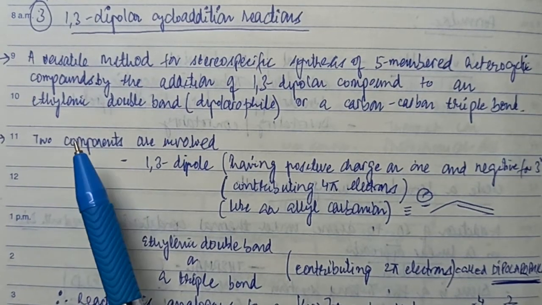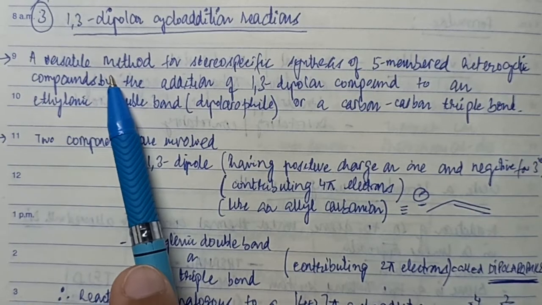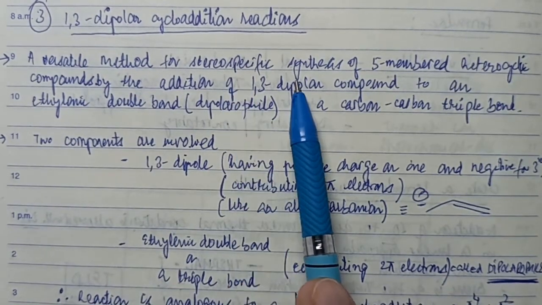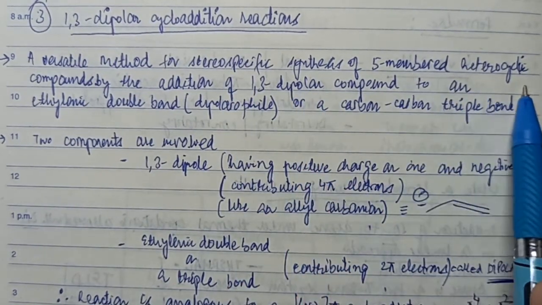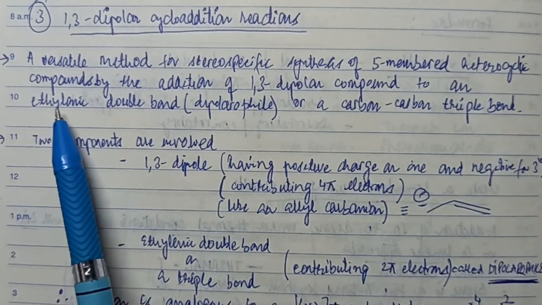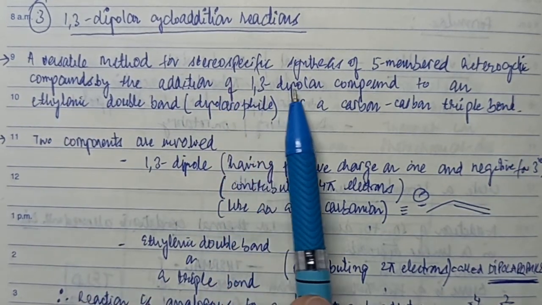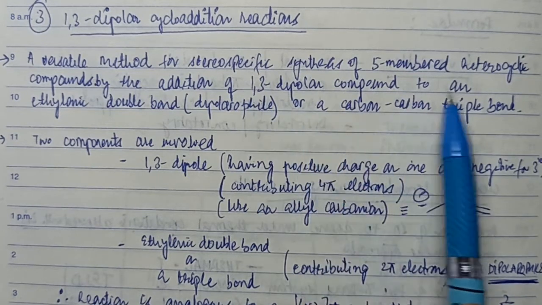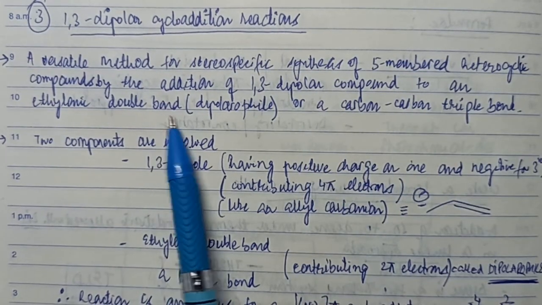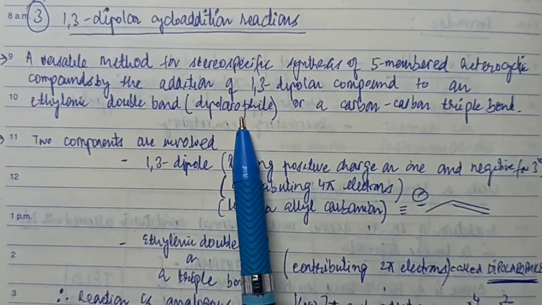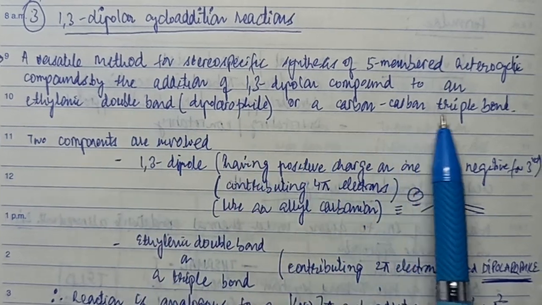In fact, the 1,3 dipole is a very versatile and good method to stereospecifically synthesize 5-membered heterocyclic compounds by the addition of 1,3 dipolar compounds, as we have told, to an ethylenic double bond, which we call in this particular case a dipolarophile, or it can be a triple bond also.